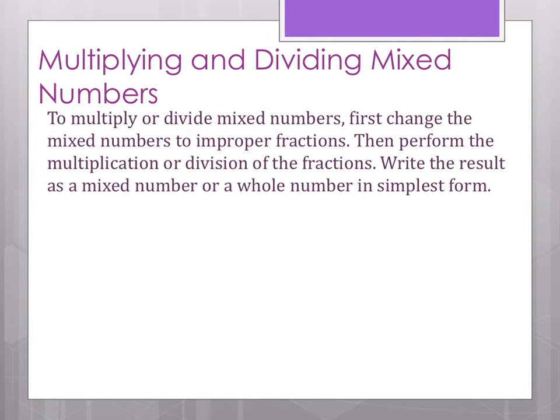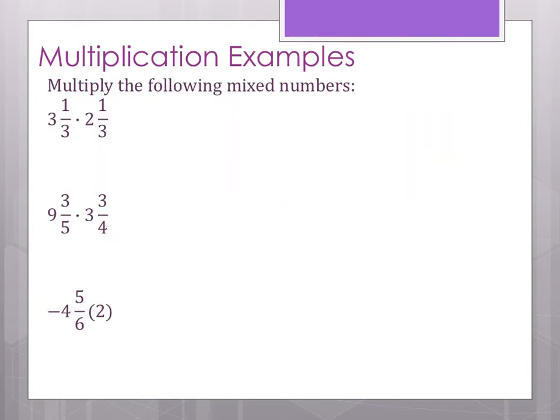So best practices say if you are given mixed numbers in a problem, you should always end with a mixed number, because that's the kind of realm that we're dealing with. So that's always why it's important to write the result as a mixed number or a whole number if possible. Because if we start with mixed numbers, odds are we're going to want our answer expressed in mixed numbers as well, not improper fractions. Let's start with some multiplication examples.